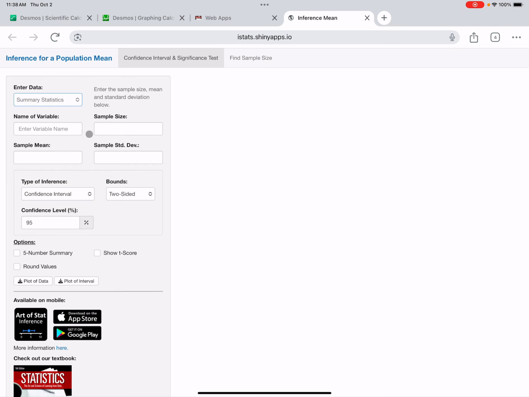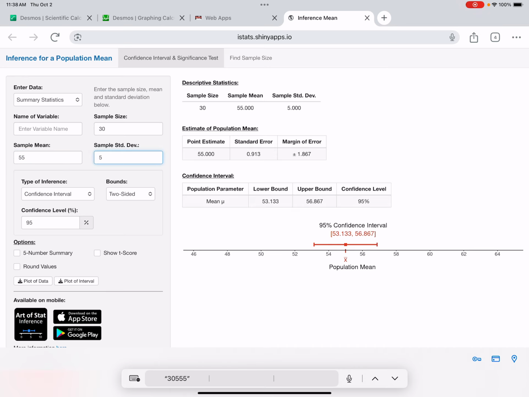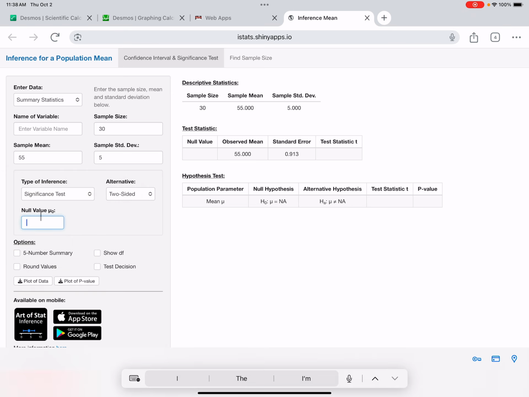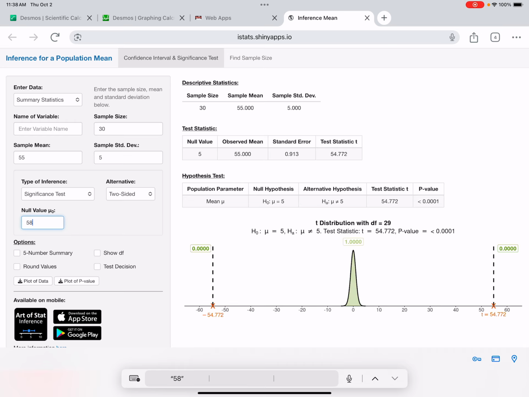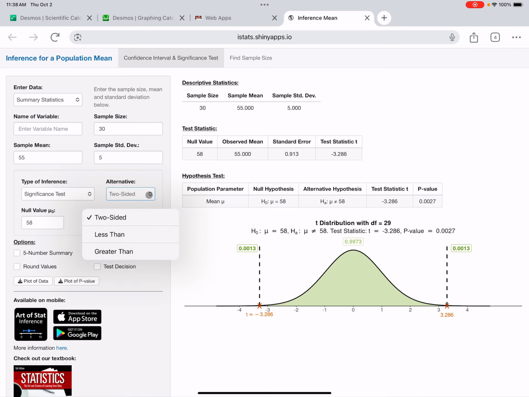Let's see. The sample size was 30. The sample mean was 55. And the sample standard deviation was 5. Okay. Now, we don't want to run a confidence interval. We want to do a hypothesis test, which is called a significance test in the app. The null value, well, in our null hypothesis, we said mu equals 58, so the null value is 58. And we wanted to see if the students could do it faster, right? So we wanted to see if mu was actually less than 58. So you make all those changes. You can make sure that the alternative hypothesis is stated correctly here, and it looks like it is.